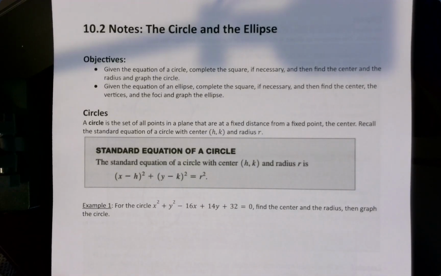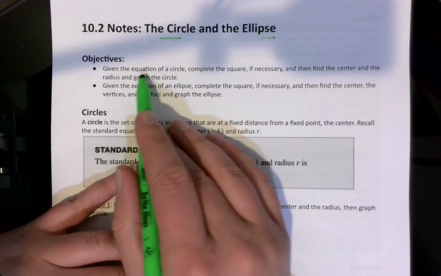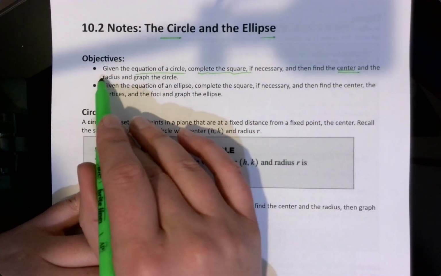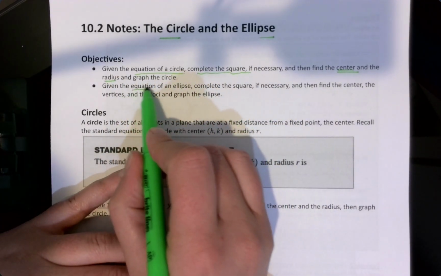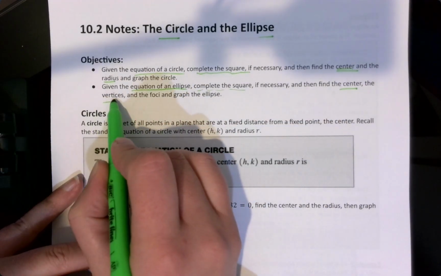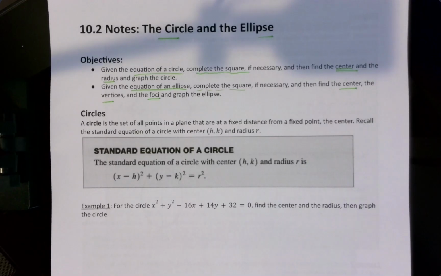Conics section 2 here is on the circle and the ellipse. So given the equation of a circle, we're going to complete the square if necessary to find the center and the radius, then graph the circle. Similarly, given the equation for an ellipse, we're going to complete the square if necessary, then find the center, vertices, and foci, and then graph the ellipse.